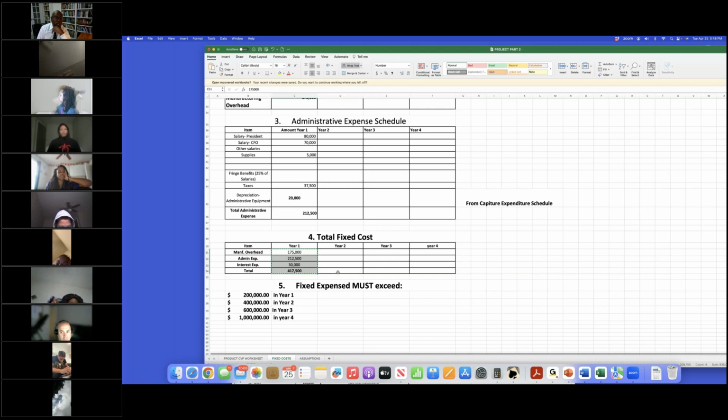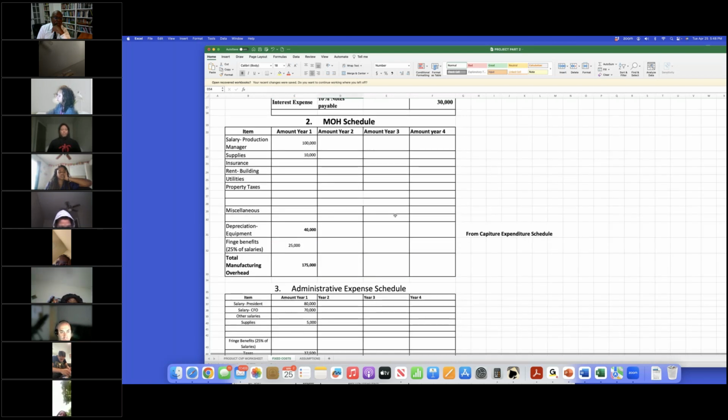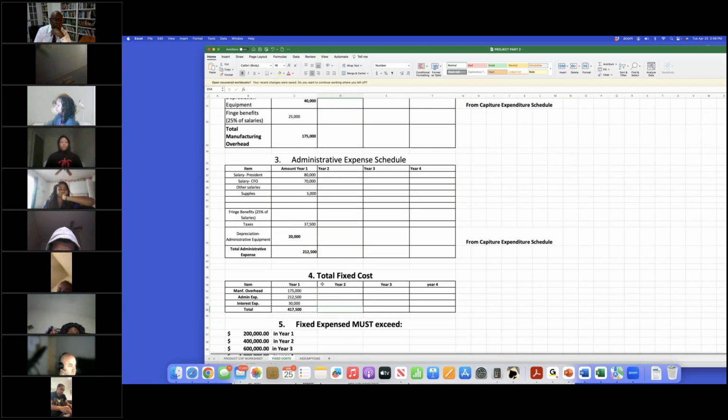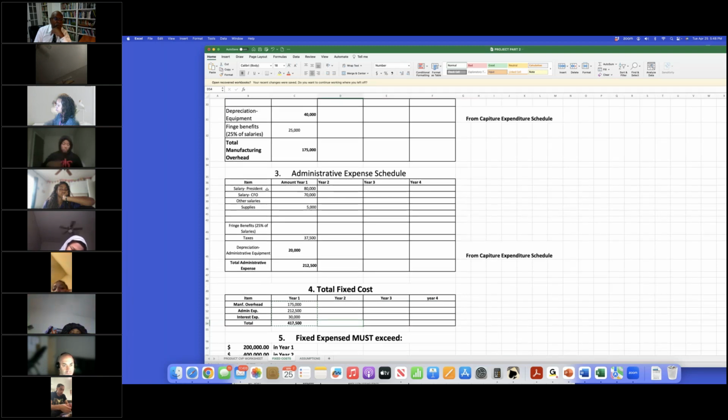I'm now saying how did you get the 200 and the 100 for the MOH? Right. We put in the salary of the production manager, supplies, depreciation, fringe benefits. We added those up. That became 175,000. So we put 175,000 as a manufacturing overhead. Then we looked at our administrative expenses, salary of the president, CFO, supplies, fringes always 25% of the salaries. So you're aware of that, that's an extra cost. We add these up and we get 212,500. That number comes here.